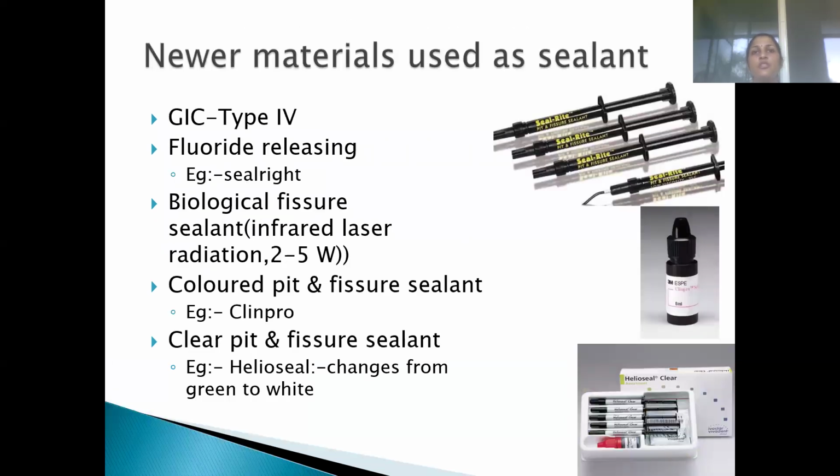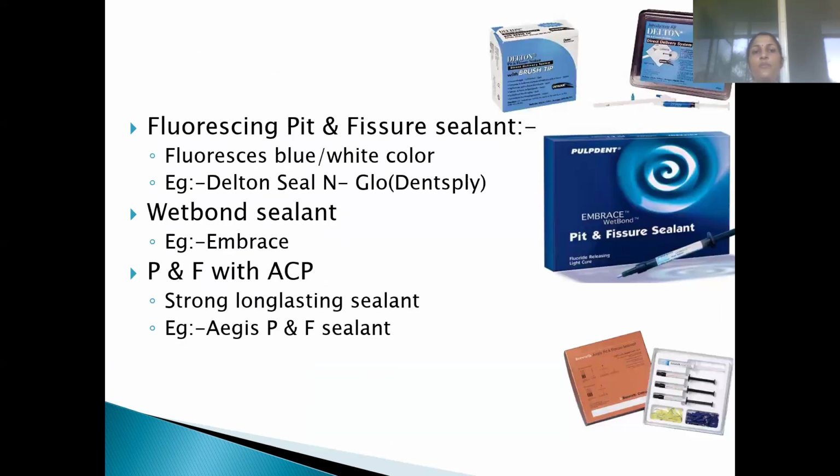Newer materials and recent advancements in sealants: type 4 GIC can be used as a sealant, fluoride releasing, then biological pit and fissure sealants. Colored pit and fissure sealants, as I told you, help during recall visits to check for retention. Clear pit and fissure sealants, fluoride-releasing pit and fissure sealants, then wet bond sealant, especially embraced where adequate moisture control is not possible. Then pit and fissure sealant with amorphous calcium phosphate, where there is additional remineralizing capacity also.